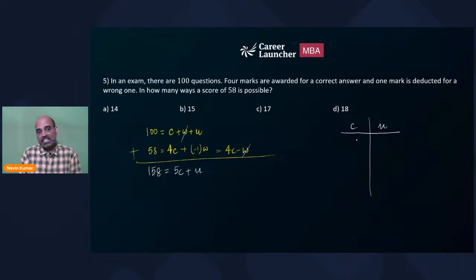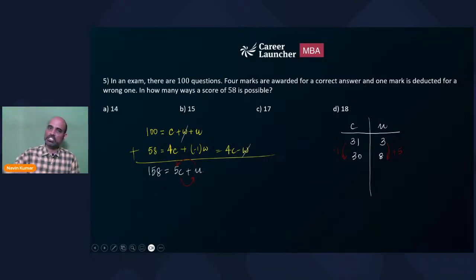So if we take C as, let's say, 31, then 5 into 31 will result in 155, right? So U is going to be 3. Now what happens is, C will change by the coefficient of U, which is 1, so C will decrease by 1, and U will change by the coefficient of C, so U will increase by 5. So the next set of values of C and U that will satisfy this will be 30 and 8. So you don't have to do any more hit and trial. Only the first step you have to do hit and trial. Afterwards, you will be able to find all such cases.